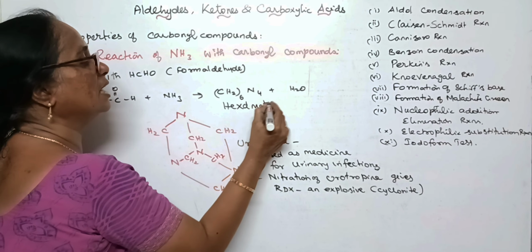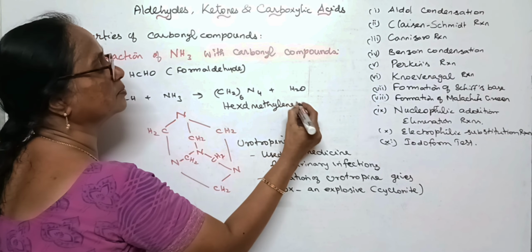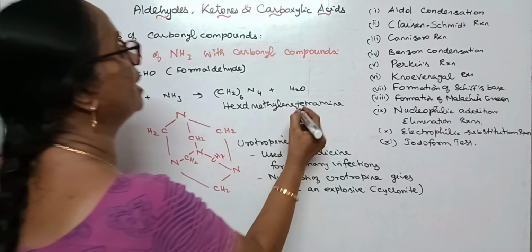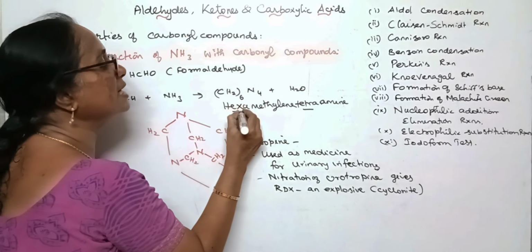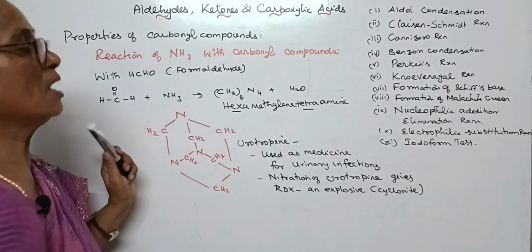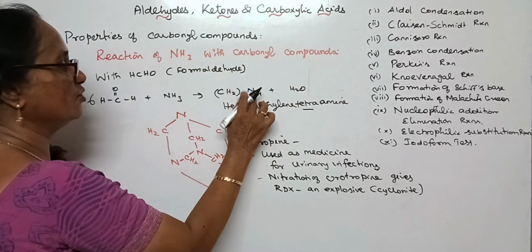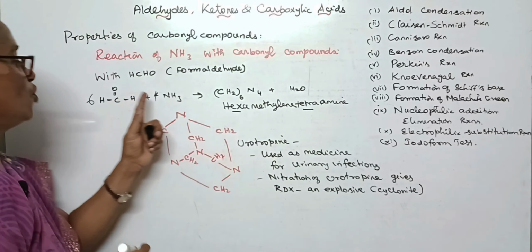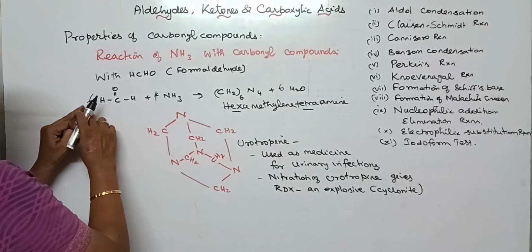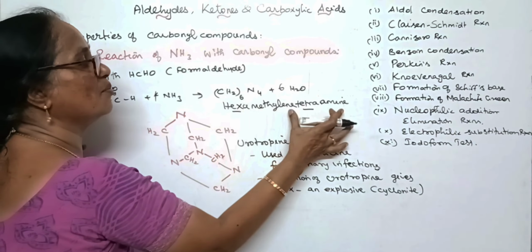This hexamethylene tetramine is actually a medicine which is given for urinary infections. In tetraamine we need 4 nitrogen atoms, and in hexamethylene, 6 carbon atoms, so 6 carbon atoms and 4 nitrogen atoms are present in this compound. Based on that we have to take 6 molecules of formaldehyde and 4 molecules of ammonia. So 4 times 3 is 12 hydrogens, so we get 6 molecules of water, and you have 6 oxygens from the formaldehyde, so the formula becomes hexamethylene tetramine.